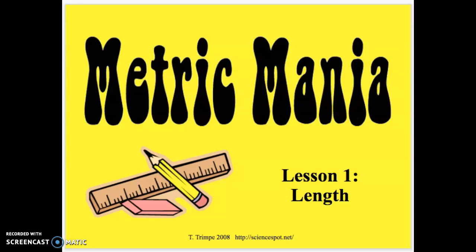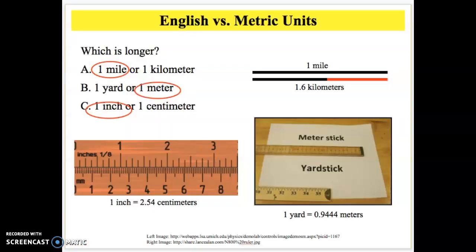We're going to be talking about length in the metric system today. So we know that there are two different forms of units or measurements. There's the English or standard system, which is what we use in the United States, like inches, feet, yards, miles. Now in science, we do not use the English or standard system. We use the metric system.